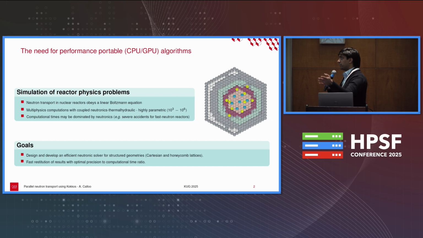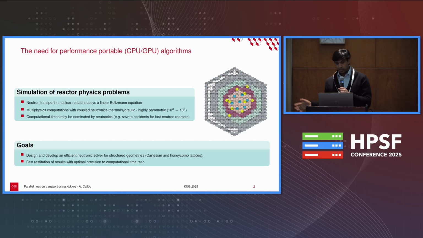When we look at multiphysics calculations, for instance coupling neutronics with thermohydraulics, etc., these are highly parametric problems. And in these problems, we see that neutron transport is still very important. I'm not going to talk at all in this talk about Cartesian grids, because lots of things have been done on that. I'm going to focus on hexagonal grids only.